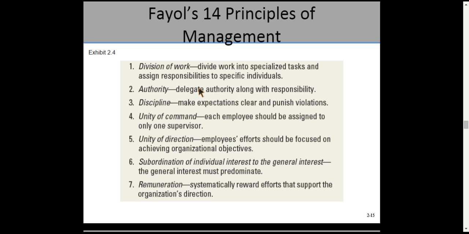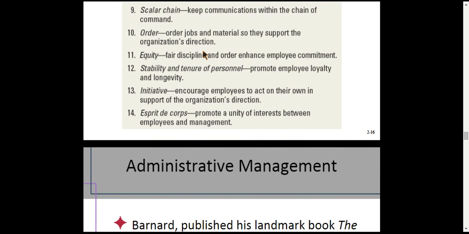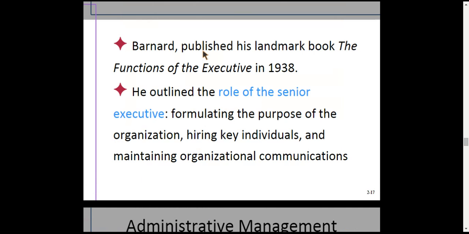Authority: make sure if you're a manager, you have authority to make decisions. Unity of command. This one's really important. Each employee should be assigned to only one supervisor. If you have two supervisors, it gets confusing. Who do you report to? So you guys can read through that, but I did want to mention a couple of them.